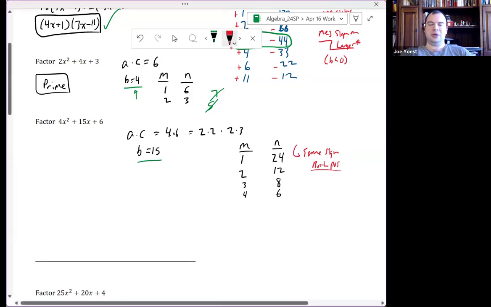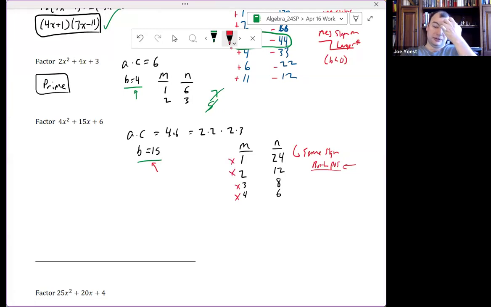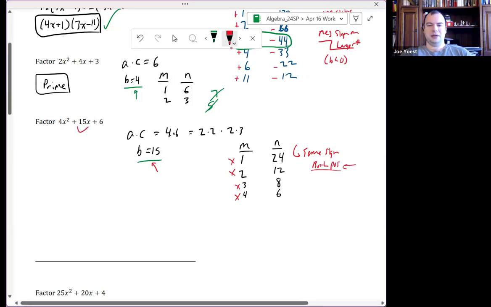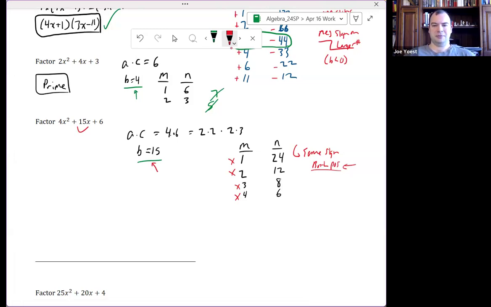They need to multiply to positive 24, so these need to have the same sign. They would need to add to a positive number, so they need to both be positive. And do I have any pair that adds to 15? Well, we have 10, 11, 14, and 25. Again, none of these work. There's no way to break up this middle term 15x in such a way that it lets me proceed with the AC grouping method and get a factorization. This one is also prime.